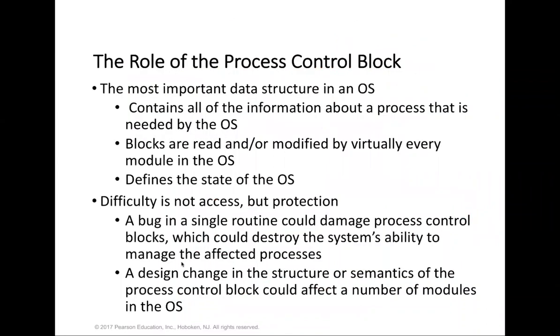So to summarize the role of the process control block, it is the most important data structure in the operating system. It contains all the information about the process that is needed by the operating system. Blocks might be read and modified by virtually every module in the operating system. And it also defines the state of the operating system.